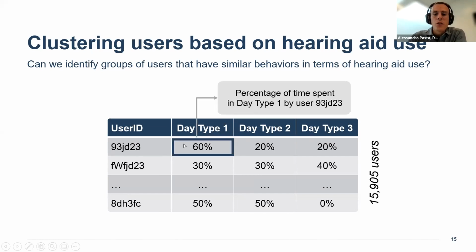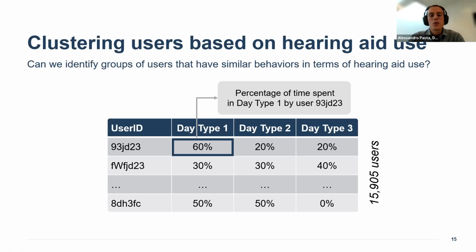So this user has been spending 60% of his time in day type 1, the full day of hearing aid use. Based on this data, we tried different clustering algorithms and we selected HDBSCAN as the best performing one. HDBSCAN identified the 3 cluster solution to be the most suitable one.